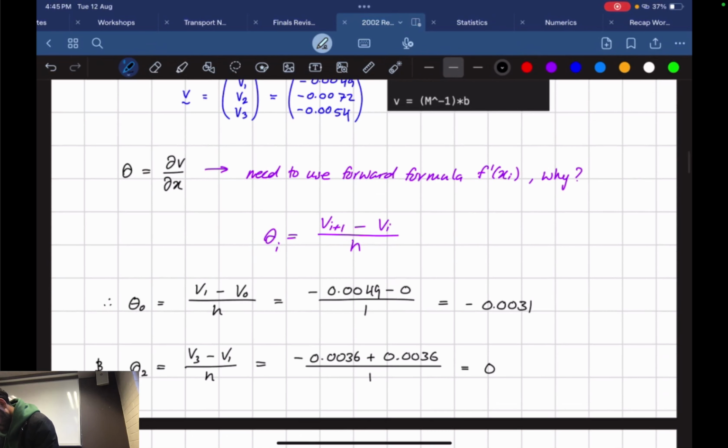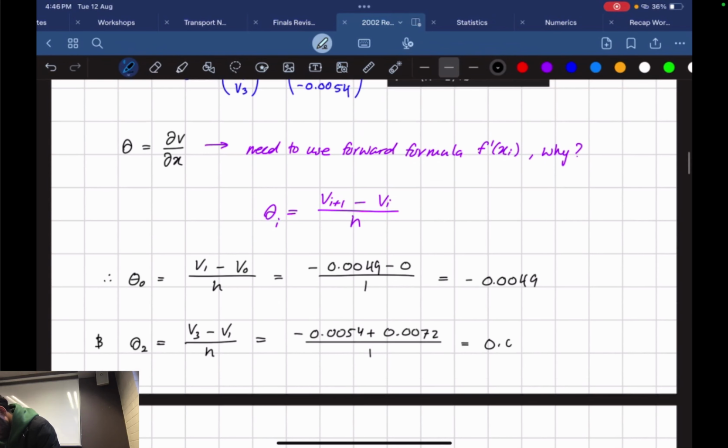0.0049. And this one should be 54 and then 72. 0.0072 minus 0.0018. Okay, yeah, that's your answers for slope. So you're just using a different finite difference equation. Okay?